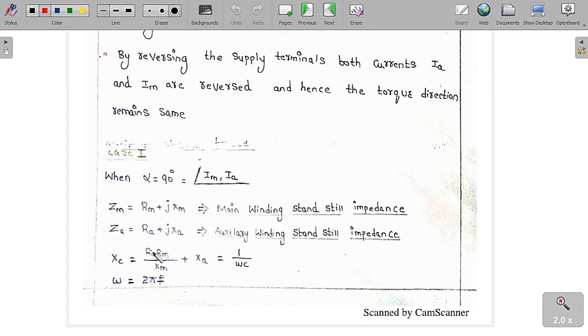Whereas the overall auxiliary winding impedance is Ra plus j into Xa minus Xc, because the capacitor is there. If you want the phase difference of 90 degrees between them, then we get Xc equal to Ra into Rm by Xm plus Xa, which equals 1 by omega C, where omega is 2 pi f. This is the value of Xc required to keep the phase difference between Im and Ia at 90 degrees.